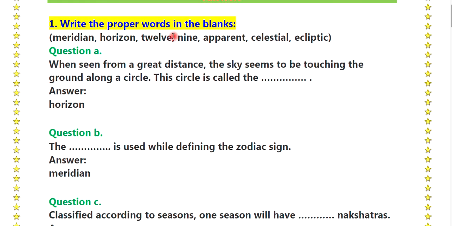Write the proper words in the blanks. Question number A. When seen from a great distance, the sky seems to be touching the ground along a circle. This is called the horizon. Second, the meridian is used while defining the zodiac sign.